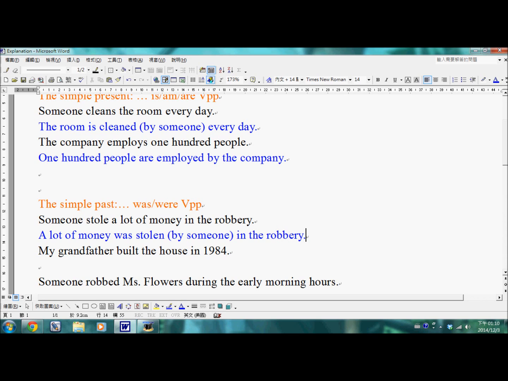You can simply say a lot of money was stolen in the robbery, because that someone is unknown to us and it's not important.